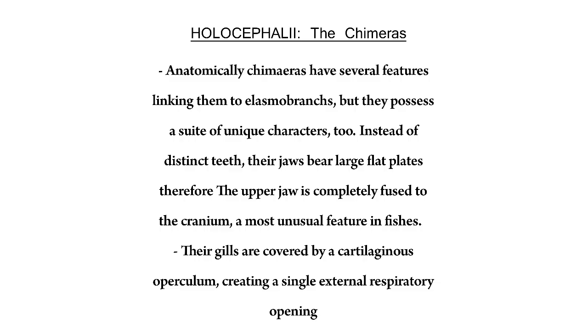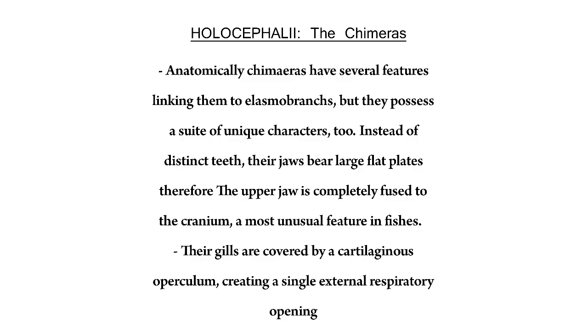Anatomically, chimeras have several features that link them to Elasmobranchii, because they belong to the same class, Chondrichthyes, so they must have something similar. But there are some things that make them different from the elasmobranchs, and these are the things we'll be discussing today. We'll be discussing the similarities as well as the differences between these two groups.